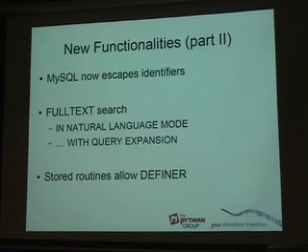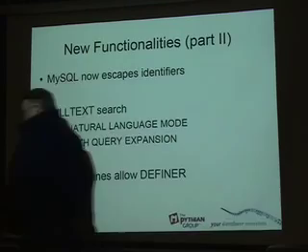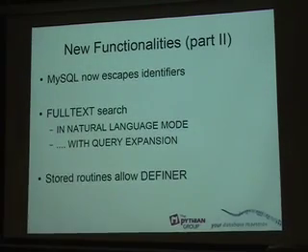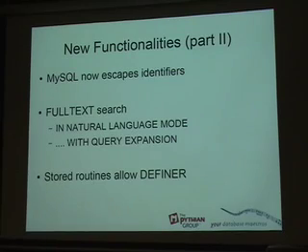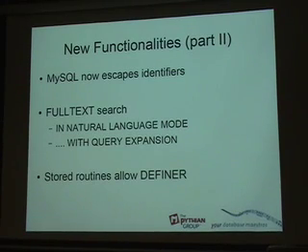All right, part 2. MySQL now escapes identifiers. We talked about that earlier with the silly table names. So now it escaped my bang and pound into these weird things. Full text search in natural language mode and with query expansion. That was actually the default, and now they've put a parameter into it. So if you said full text matching without any parameters, it actually did natural language. So it's not really a new feature; it's just a new kind of functionality, because now you can use the actual words as a keyword. Stored routines, so stored functions and stored procedures, now actually allow a definer.